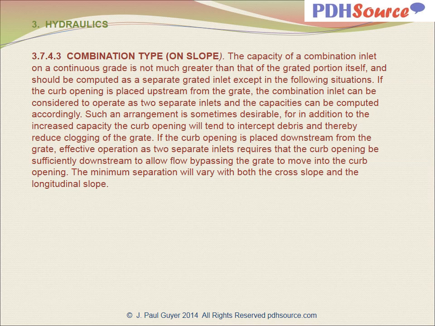If the curb opening is placed downstream from the grate, effective operation as 2 separate inlets requires that the curb opening be sufficiently downstream to allow flow bypassing the grate to move into the curb opening. The minimum separation will vary with both the cross-section and the longitudinal slope.